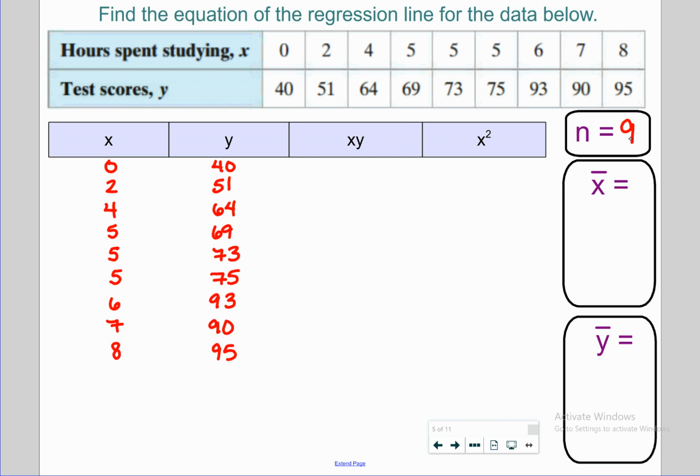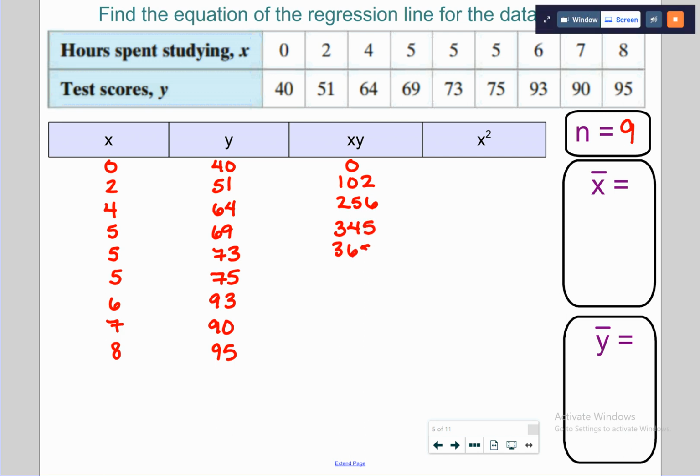Okay. X's times y's. So that's going to be 0, 102, 256, 345, 365, 375, 558, 630, and 760.